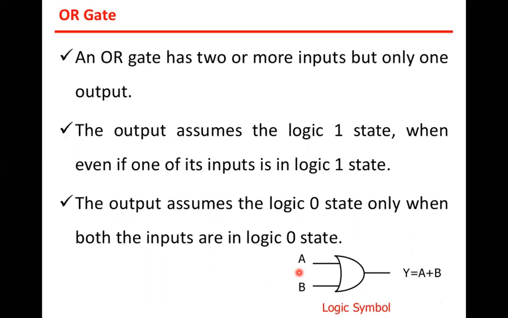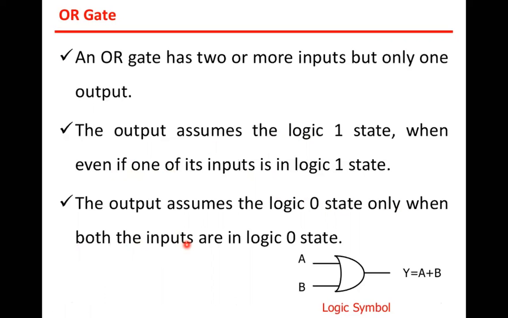Then definitely the output will be high, unlike the case of the AND gate. In an AND gate, the output is high only when all the inputs are high. But in the case of an OR gate, if any one of the inputs is high, then the output is high. The output assumes the logic 1 state even if only one of its inputs is in logic 1 state. The output assumes the logic 0 state only when both the inputs are in 0 state.